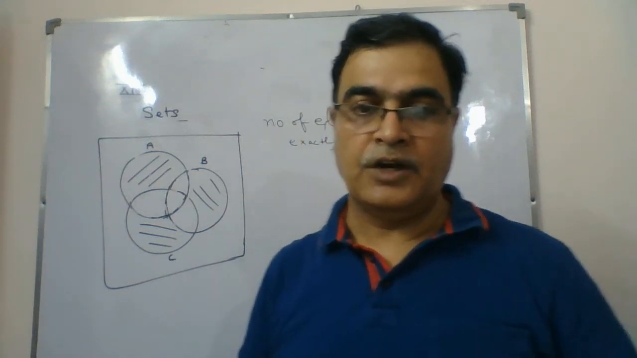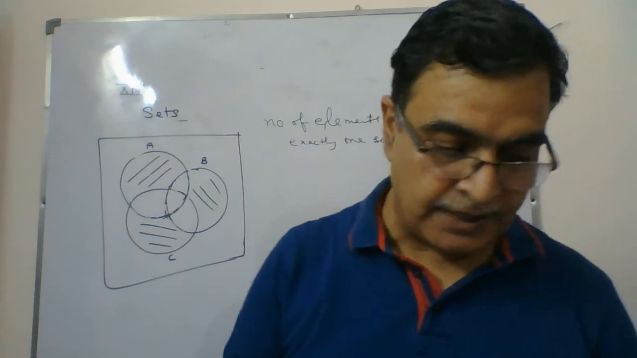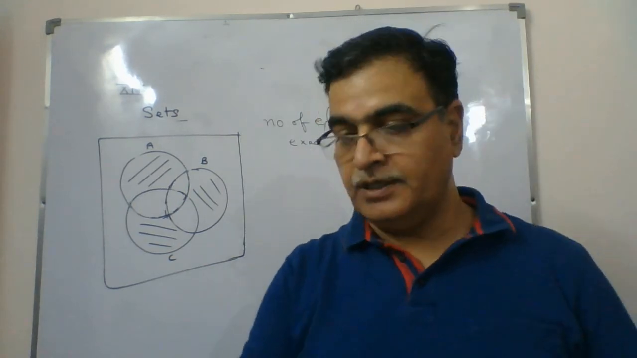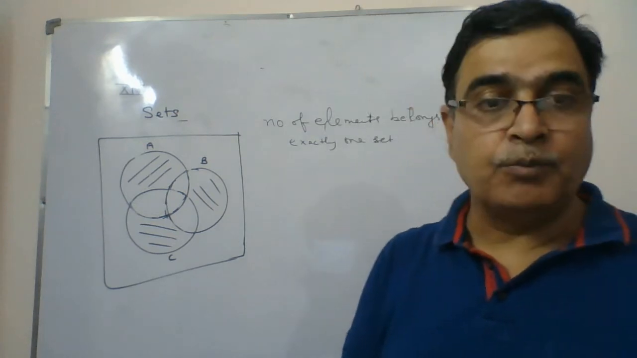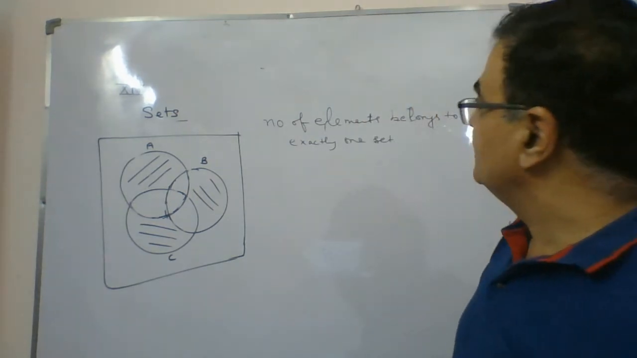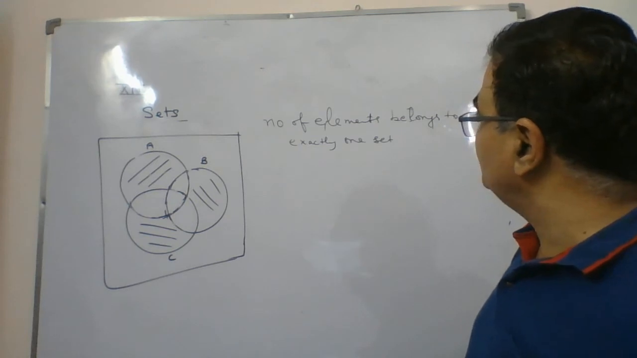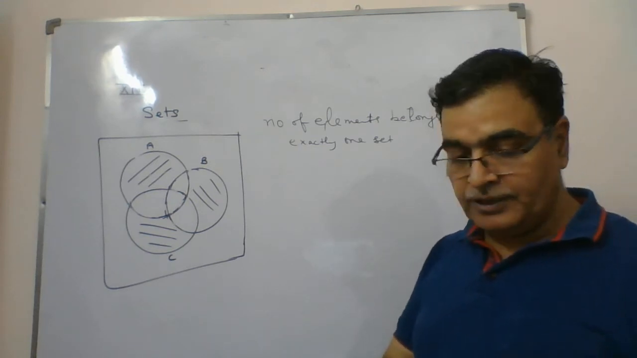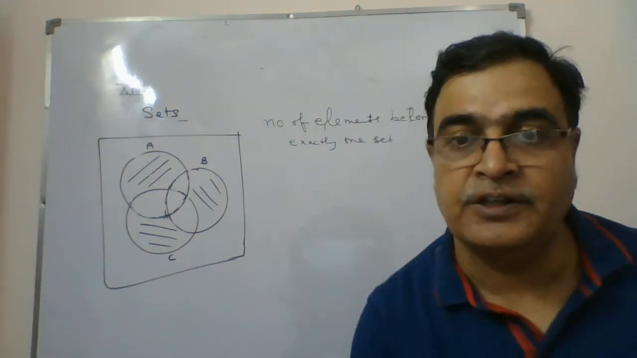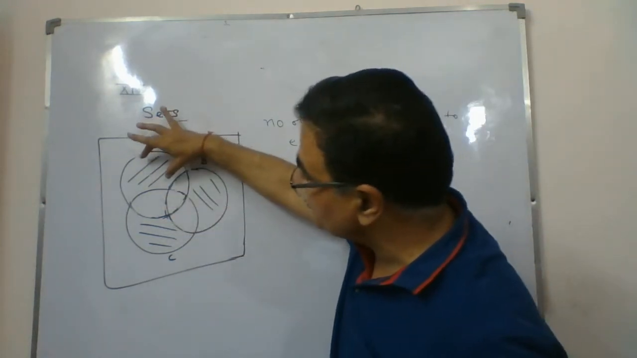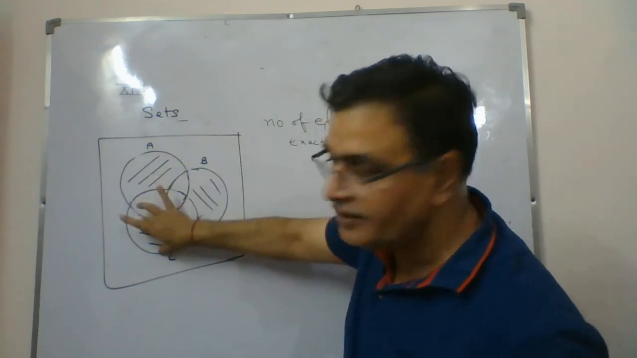Yes, now we are coming to one more formula which is left. We should finish that. What that formula says is that now you have to find the number of elements which belong to exactly one of the sets. That means this shaded portion, this one, and this one.